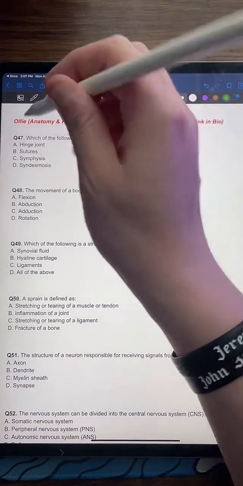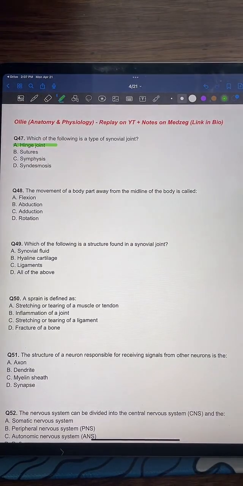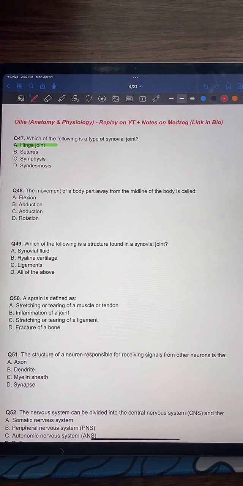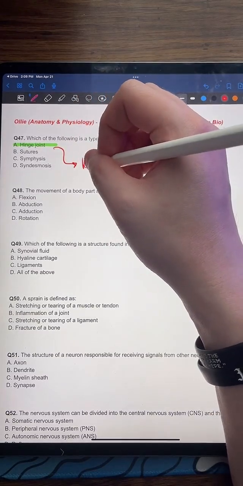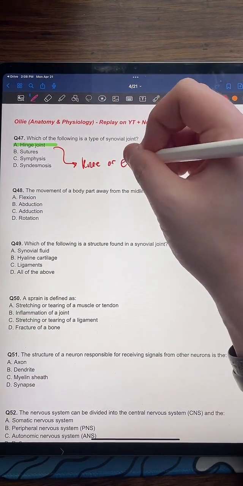Awesome, the answer is A, it is a hinge joint. The most mobile one is the ball and socket joint, but of the following here, it is the hinge joint. Again, we talked about sutures. They allow for no movement. Symphysis, that's a type of cartilaginous joint, and the syndesmosis is a fibrous joint. Allows a little bit of movement. But hinge joints are a synovial joint. It's kind of like your knee or your elbow.